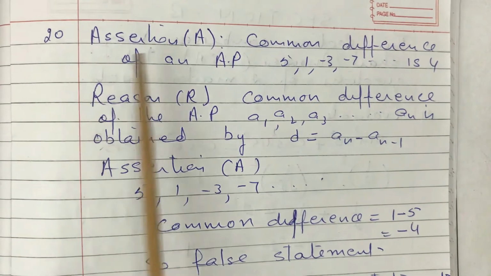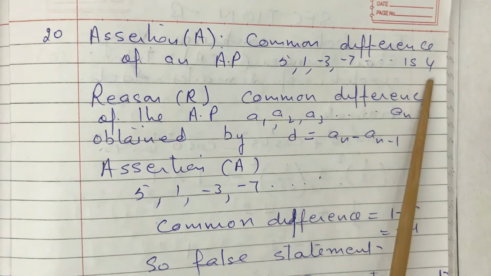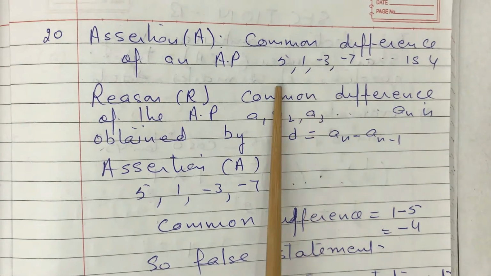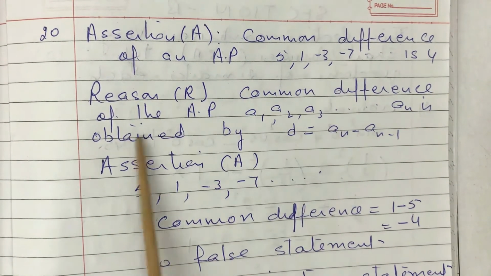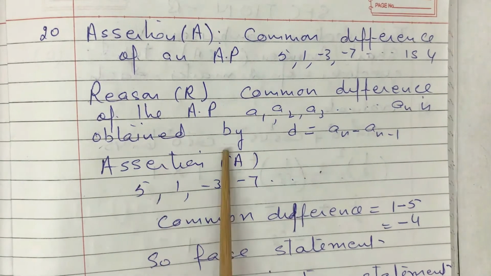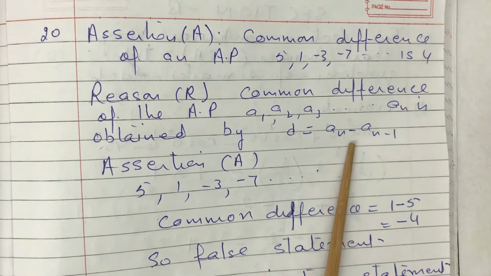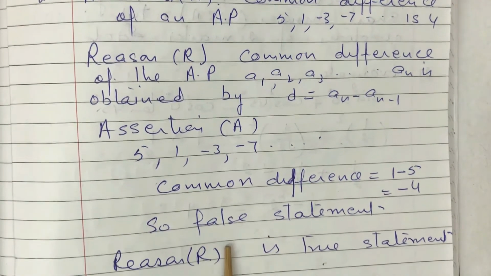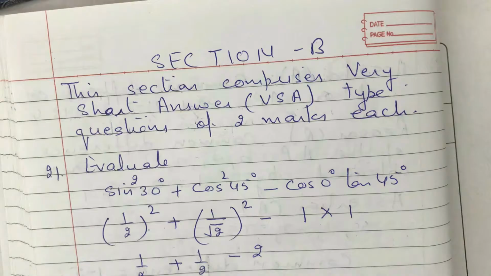The 20th question. Assertion A: The common difference of the AP 5, 1, minus 3, minus 7 is 4. Now, if we find its common difference, it will come out to be minus 4. So this is a false statement. Reason R: The common difference of an AP a1, a2, a3 up to an is obtained by d = an minus a(n-1). This is true. This is how we find the common difference. Assertion A is a false statement and reason R is a true statement. So D is the option.